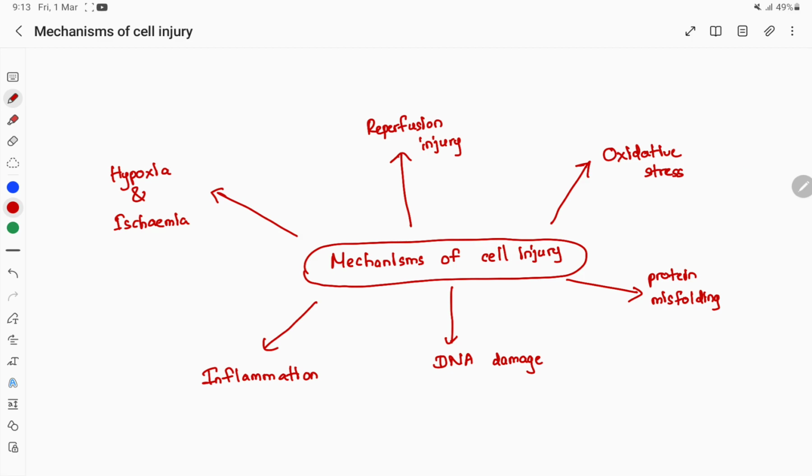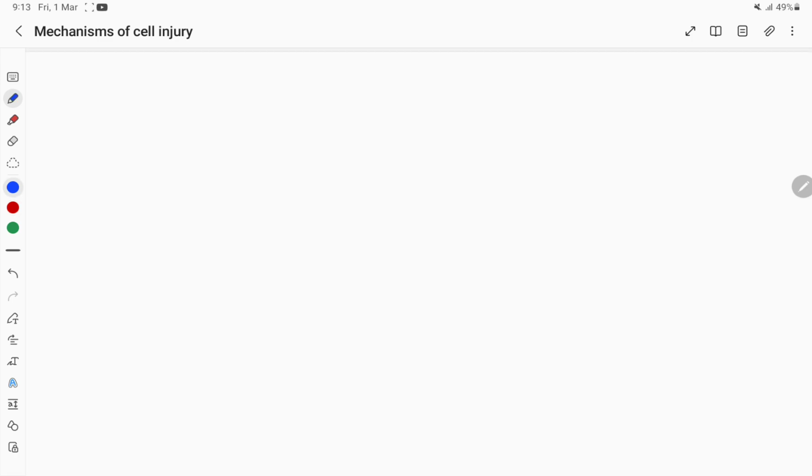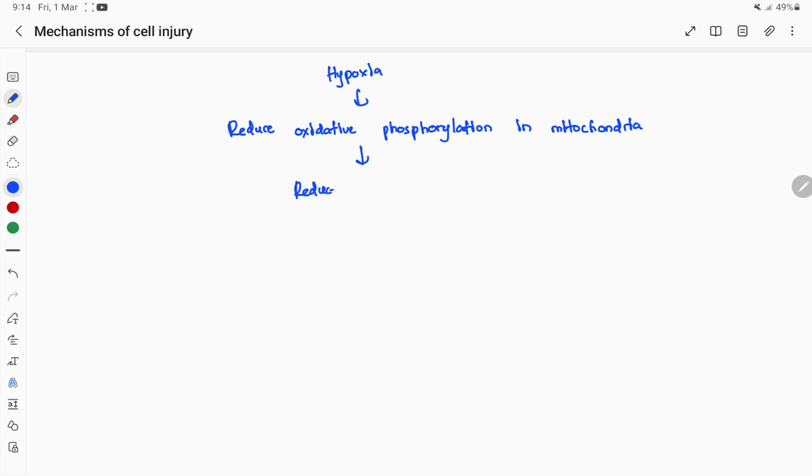When we talk further about hypoxia and ischemia, it causes the reduction of oxidative phosphorylation in mitochondria. Hypoxia then reduces oxidative phosphorylation in mitochondria. It reduces ATP production.